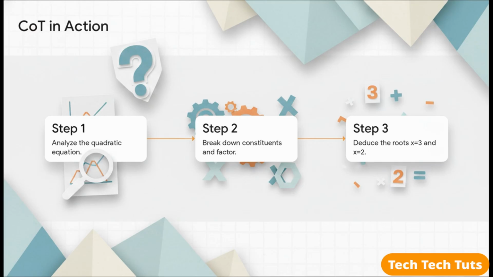First, it analyzes the equation. Next, it breaks down the constituents and factors them. And finally, it deduces the roots. By systematically tackling each single component, you gain transparency into its logic and make sure it never skips crucial steps.